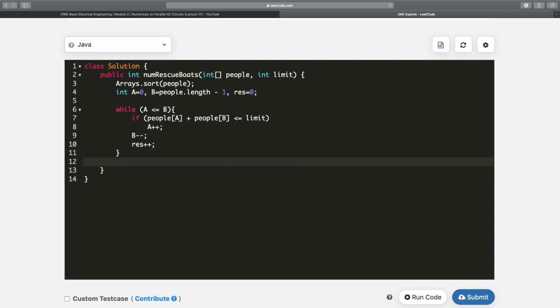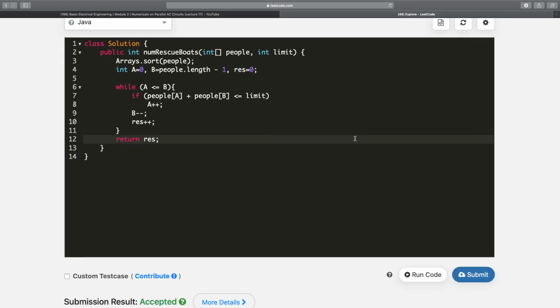Now finally, the only last thing that we have left to do is return our result, and that's exactly what we're doing here. And if you submit this, this should also get accepted.